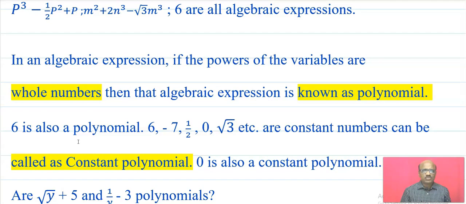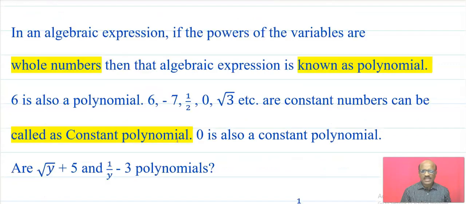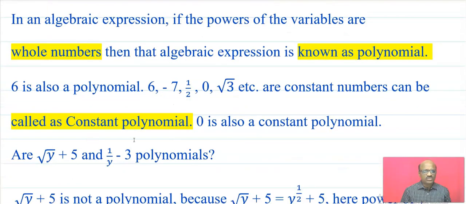6 is also a polynomial, that is the number 6. Minus 7, 1 upon 2, 0, root 3 are constant numbers and can be called constant polynomials. म्हणजे यांना constant polynomials असे म्हणतात जेव्हा नंबर्स असतील तर. 0 is also a constant polynomial आणि 0 ला देखील आपण constant polynomial असं म्हणतोय.